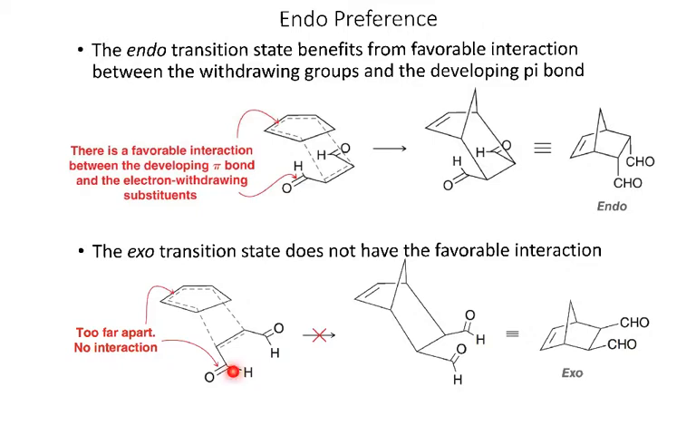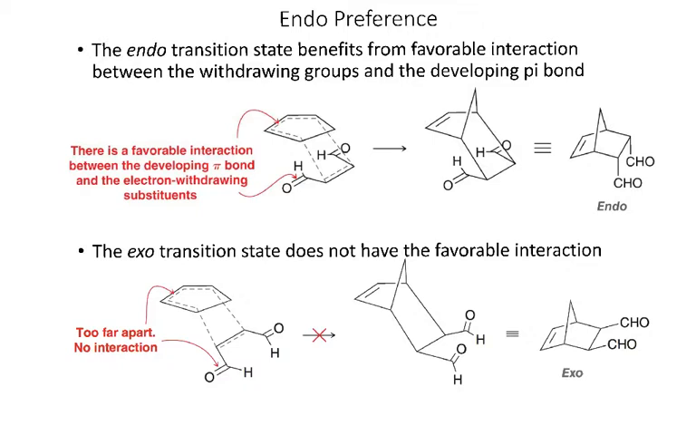When we form the exo position, the pi electrons and electron withdrawing groups are two away from the pi electrons in the diene, and so we don't get this favorable interaction. Now, I realize this explanation is a little bit unsatisfying.